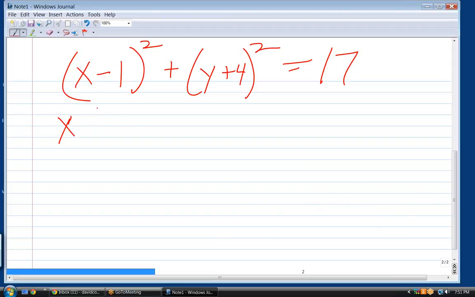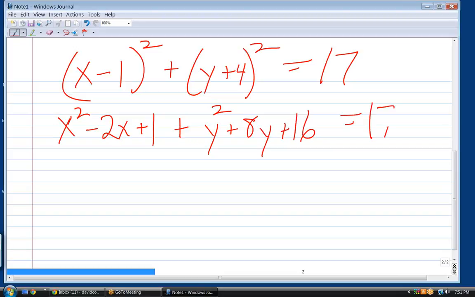So what's this one? Let's see, x squared minus 2x plus 1. Okay? And the other one? y squared plus 2y. It's right. It's this times 2.